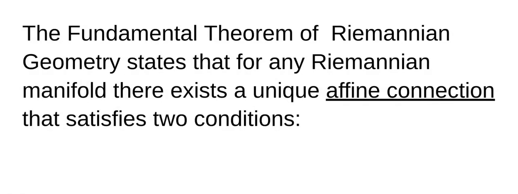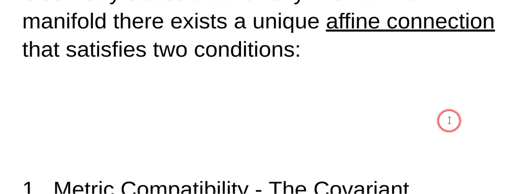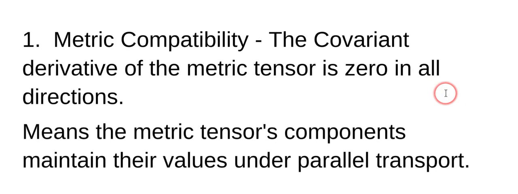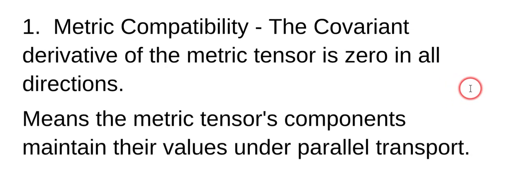Hello, relativity friends. This is part two of me trying to understand the fundamental theorem of Riemannian geometry, which states that for any Riemannian manifold, there exists a unique affine connection that satisfies two conditions. And the last time we did the metric compatibility, which says the covariant derivative of the metric tensor is zero in all directions, means the metric tensor's components maintain their values under parallel transport.